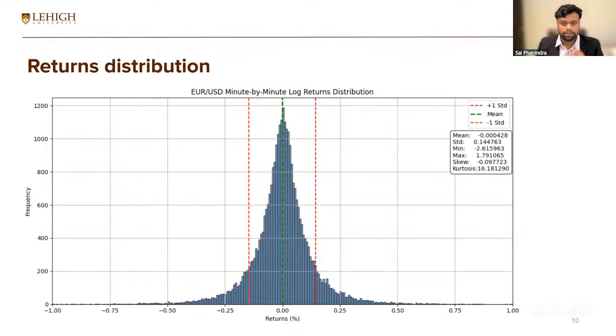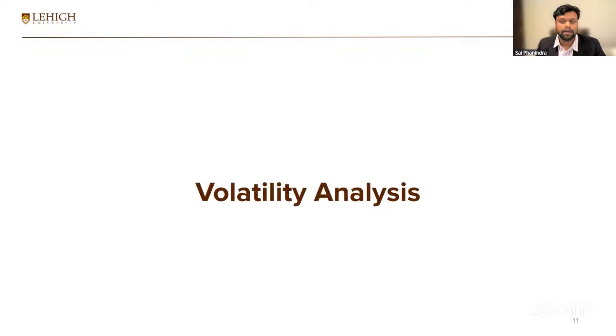Let's talk about the returns distribution. This has a mean close to 0 and a standard deviation of 0.14, with a minimum of -2.61 and a max of 1.79. The skew is -0.09 with a kurtosis of 16.18. This is just the returns distribution. Next slide, please. Let's talk about the volatility analysis.